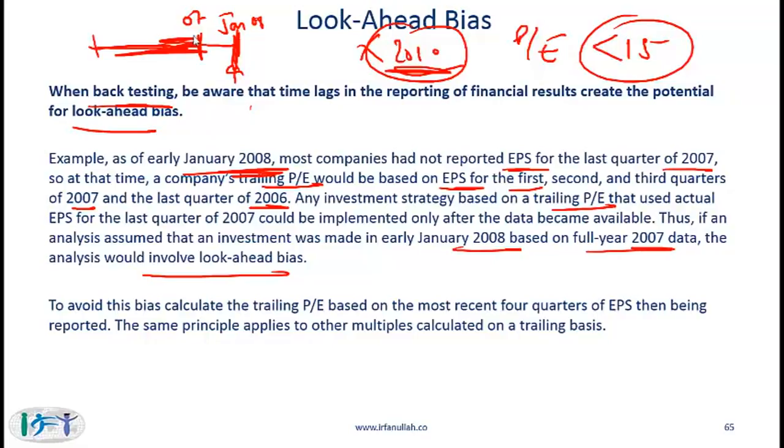And the way you overcome that bias is by saying that even if you're doing backtesting, you should use the data that was available at the time. If you understood this, well and good. If not, it's not a huge deal.